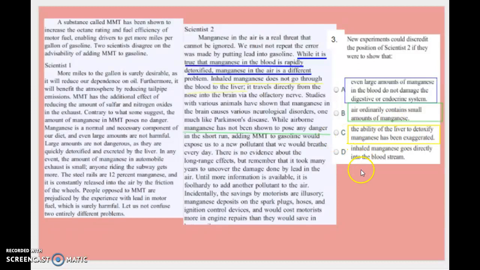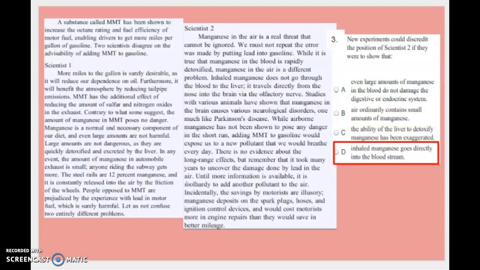But if you look at D, it says inhaled manganese goes directly into the bloodstream. So his whole argument is that the inhaled manganese, when you inhale it, goes directly to the brain instead of the liver. See, it travels directly from the nose into the brain via the olfactory nerve. So it would discredit him. That's the only one that's against him. And so that's why our answer is D.